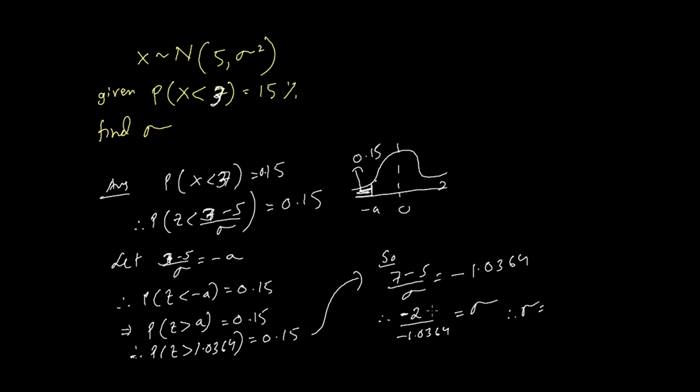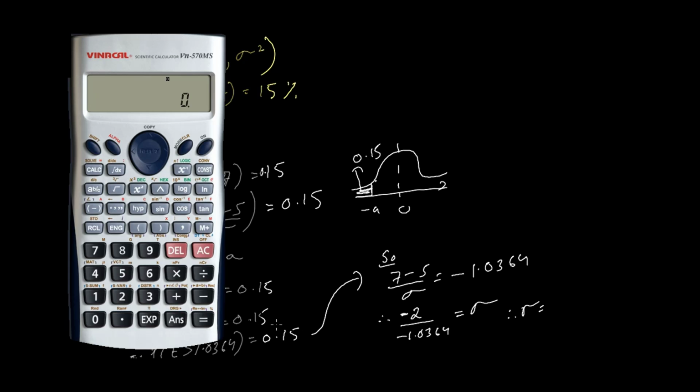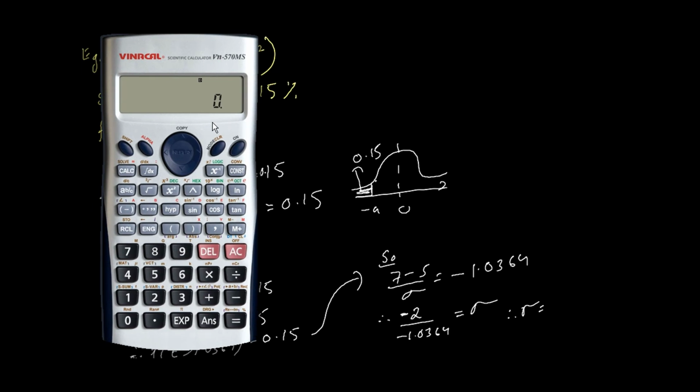Because you see, the standard deviation cannot be negative. Standard deviation is a gap between one data to another data. That gap cannot be negative. So I made up the sum. That's why it came out like that. That's why I changed it.